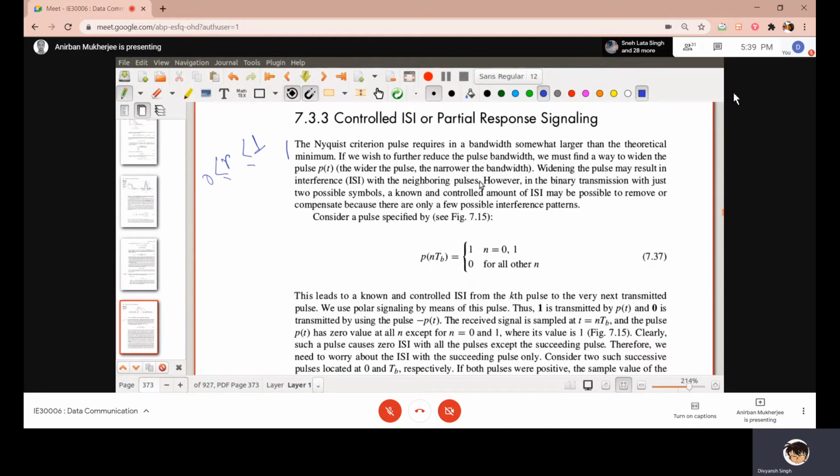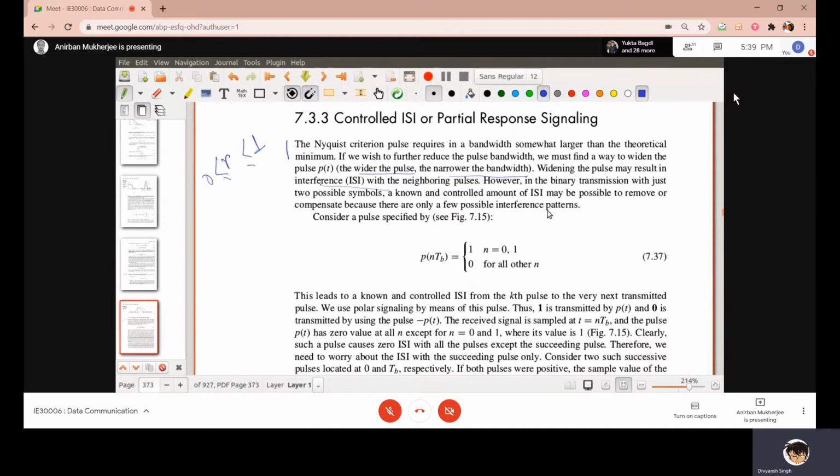So how will you restrict the bandwidth? You have to widen the pulse and narrow the bandwidth. This is the standard idea. Now widening the pulse means interference with the neighboring pulses.